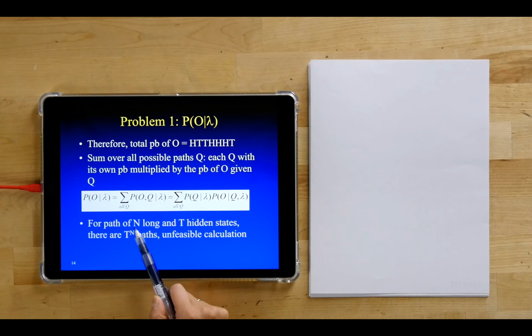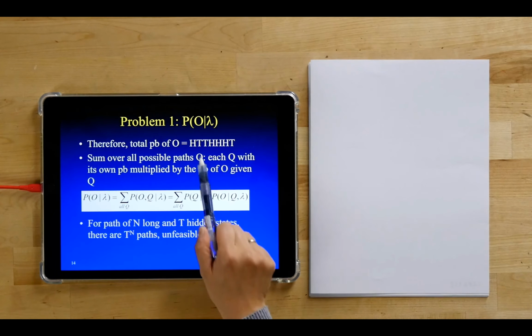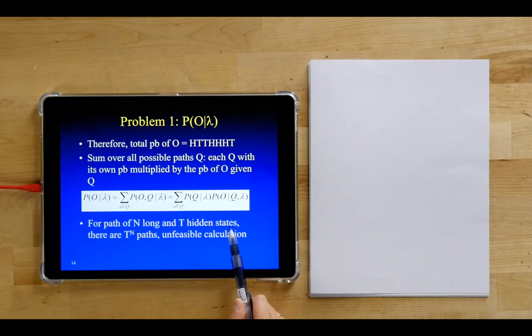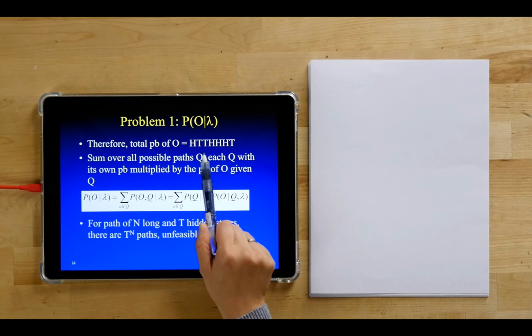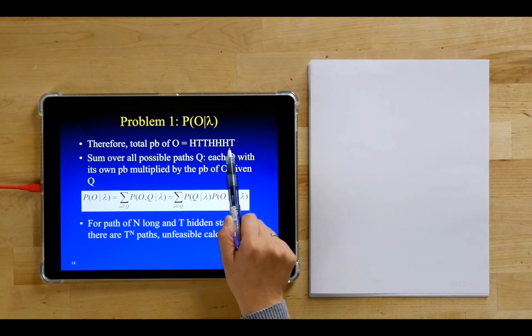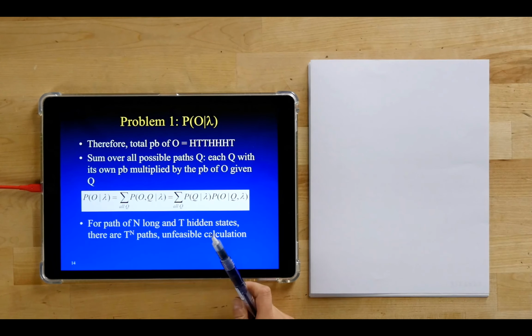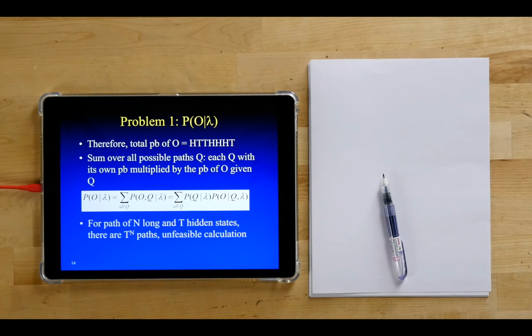So for example, for a path of n number of coin flips, and if there are t number of hidden states, in our case, the length is 1, 2, 3, 4, 5, 6, 7. So 7 long, and the hidden states in this case we only have head and tail, 2 states. There are 2 to the 7th possible paths. But you can imagine if we're looking at the stock market, you easily go to years of market prices, 250 market days, and then to decide whether it's a bull or a bear market, this will be an unfeasible calculation. We can't possibly enumerate all the possible string combinations.